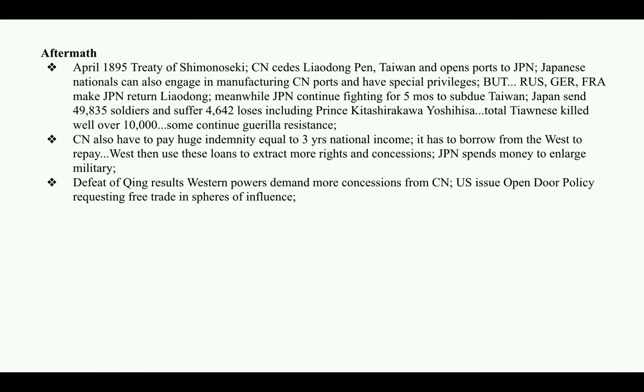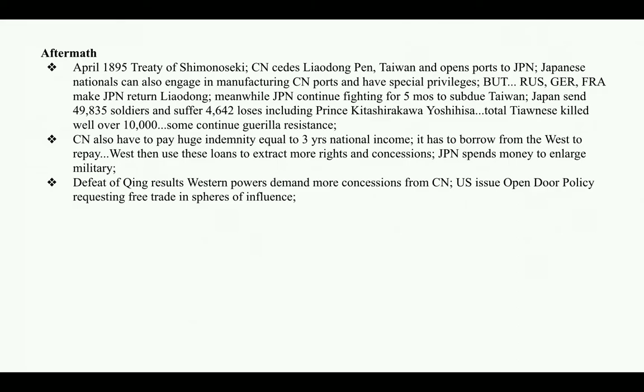In the aftermath of this war, the war was settled with the 1895 Treaty of Shimonoseki, and at that time China ceded the Liaodong Peninsula, as well as all of Taiwan, to Japan, and it also opened up ports to Japanese companies and merchants for trade, and for them to establish businesses there. However, Russia, Germany, and France were concerned about Japan infringing on their special rights and interests in China, and so they made Japan return the Liaodong Peninsula.